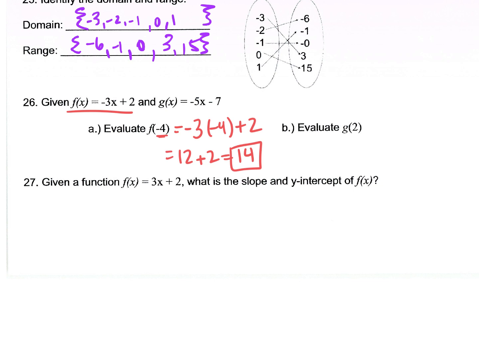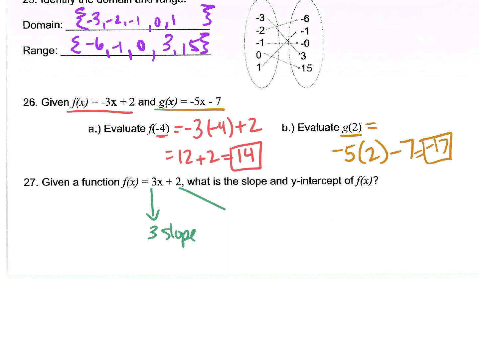The next one, b, this is g of 2, which means we're plugging it into that equation. So -5 times 2 minus 7. -5 times 2 is -10, minus 7 gives me a grand total of -17. 27 is honestly just you recognizing that this equation in function notation is very much the same as y equals mx plus b. So the slope is 3, and the y-intercept is 2.